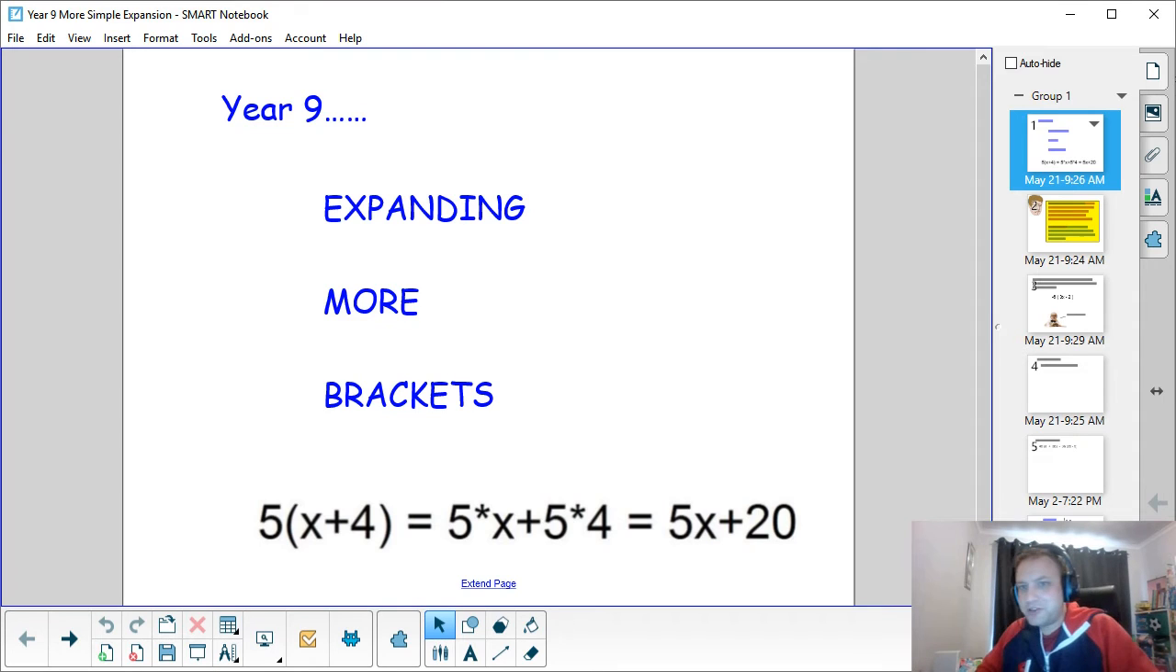Just when you thought you'd expanded enough brackets for one week, let's do some more. Why not? Yeah, let's expand some more brackets. But let's ramp it up in difficulty a little bit, something approaching a Year 9 standard level.